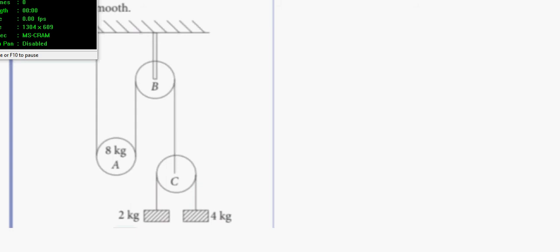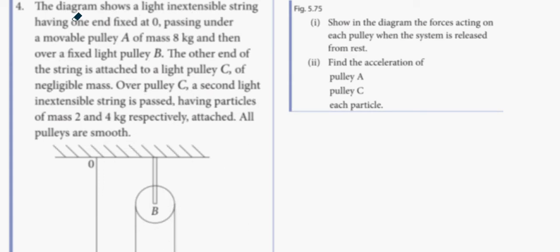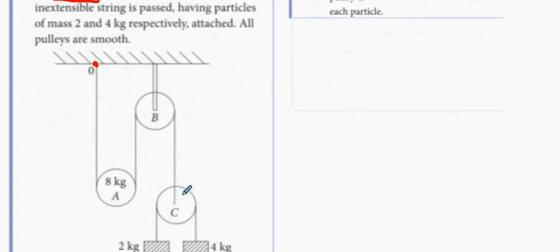Okie dokie. Now, we're on 5F, question 4. The diagram shows a light inextensible string having one end fixed at point O, passing under a movable pulley A of mass 8 kilograms and then over a fixed light pulley B. The other end of the string is attached to a light pulley C of negligible mass. So please remember O means 0g, no weight, back and downwards.